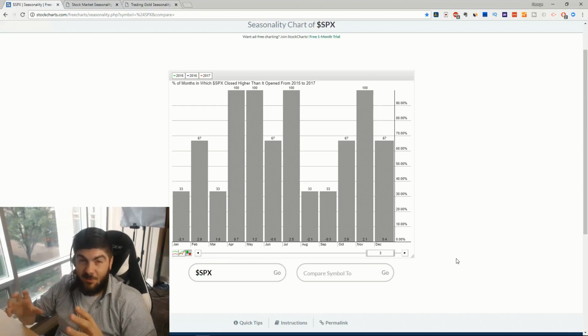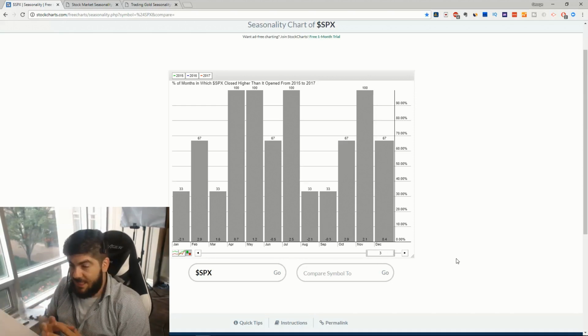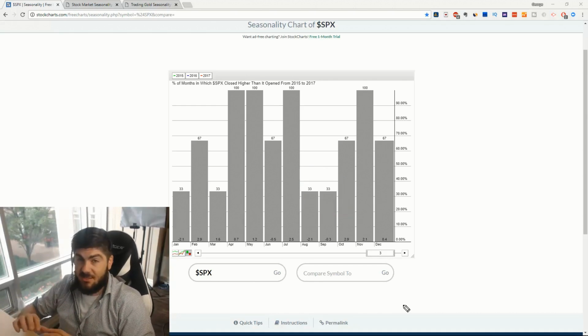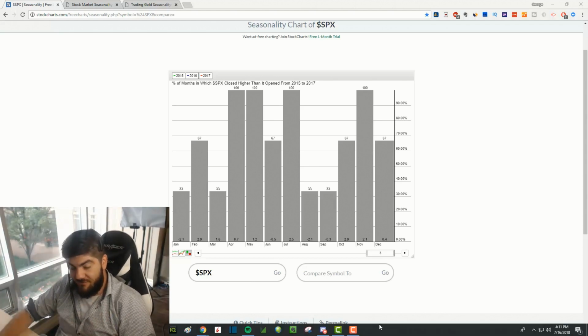You could see that between the years of 2015 to 2017, in fact, August and September had only a 1/3 or 33% of the time closing ratio higher than the open for that month. That means only 1 out of 3 years had positive gains in that time period. This would suggest that this upcoming August and September provides a really good opportunity for traders to start looking at some long gold strategies and also long volatility.